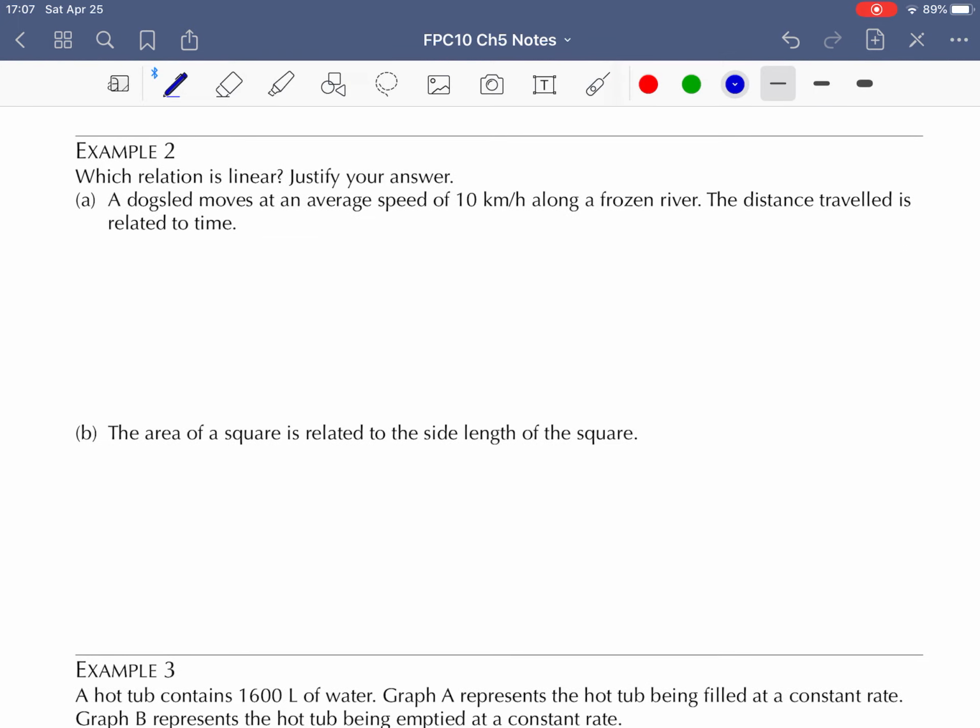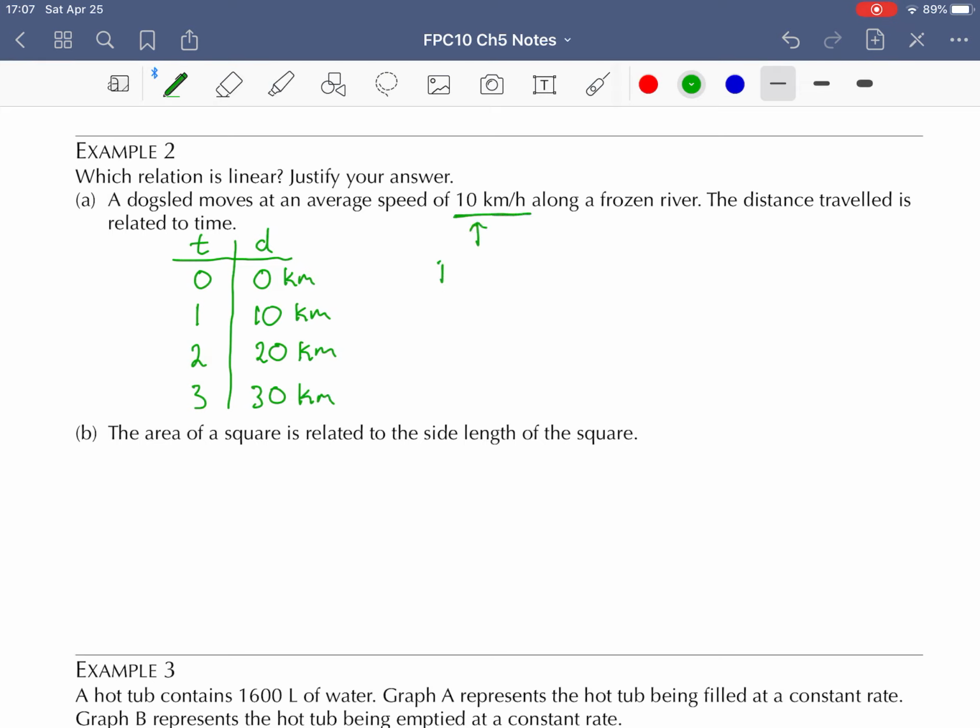All right, example 2. Which relation is linear? Justify your answer. A dog sled moves at an average speed of 10 kilometers per hour along a frozen river. The distance traveled is related to time. So let's build a table of values for this. Time is going to be our independent variable, and distance is how far we go. At 0 time, we travel 0 kilometers. After 1 hour, we've traveled 10 kilometers. At 2 hours, we've traveled 20 kilometers. And at 3 hours, we've traveled 30 kilometers.